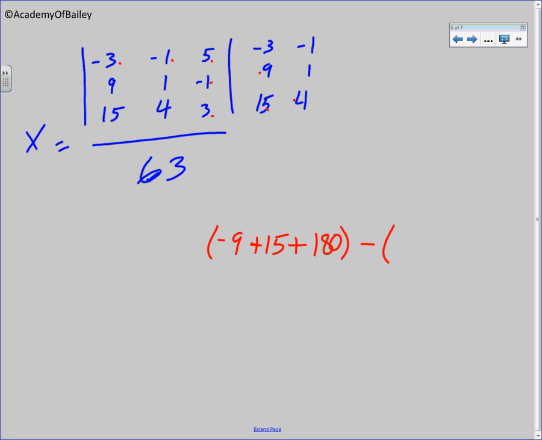Now let's do the downs. I'm sorry, the ups. We're looking at the ups now. Negative 15 times 1 times 5, that's going to be negative 75. 4 times negative 1 is negative 4, times negative 3 makes a positive 12. And 3 times 9 is 27, times negative 1 is negative 27.